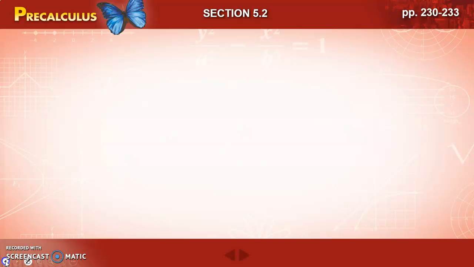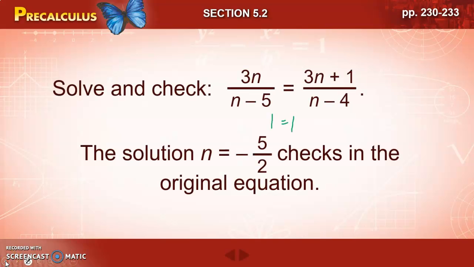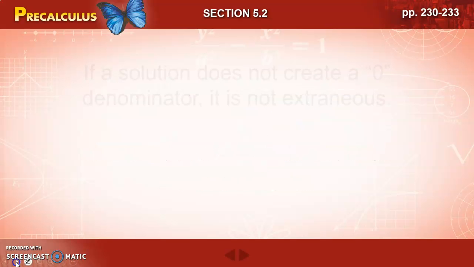So in example 1, if you go back, when we plug in negative 5 halves into those two denominators, it doesn't cause either denominator to equal 0, so it's not extraneous. So we wouldn't have to necessarily plug it back into the whole equation. We could save some time by plugging it in just into the denominator.